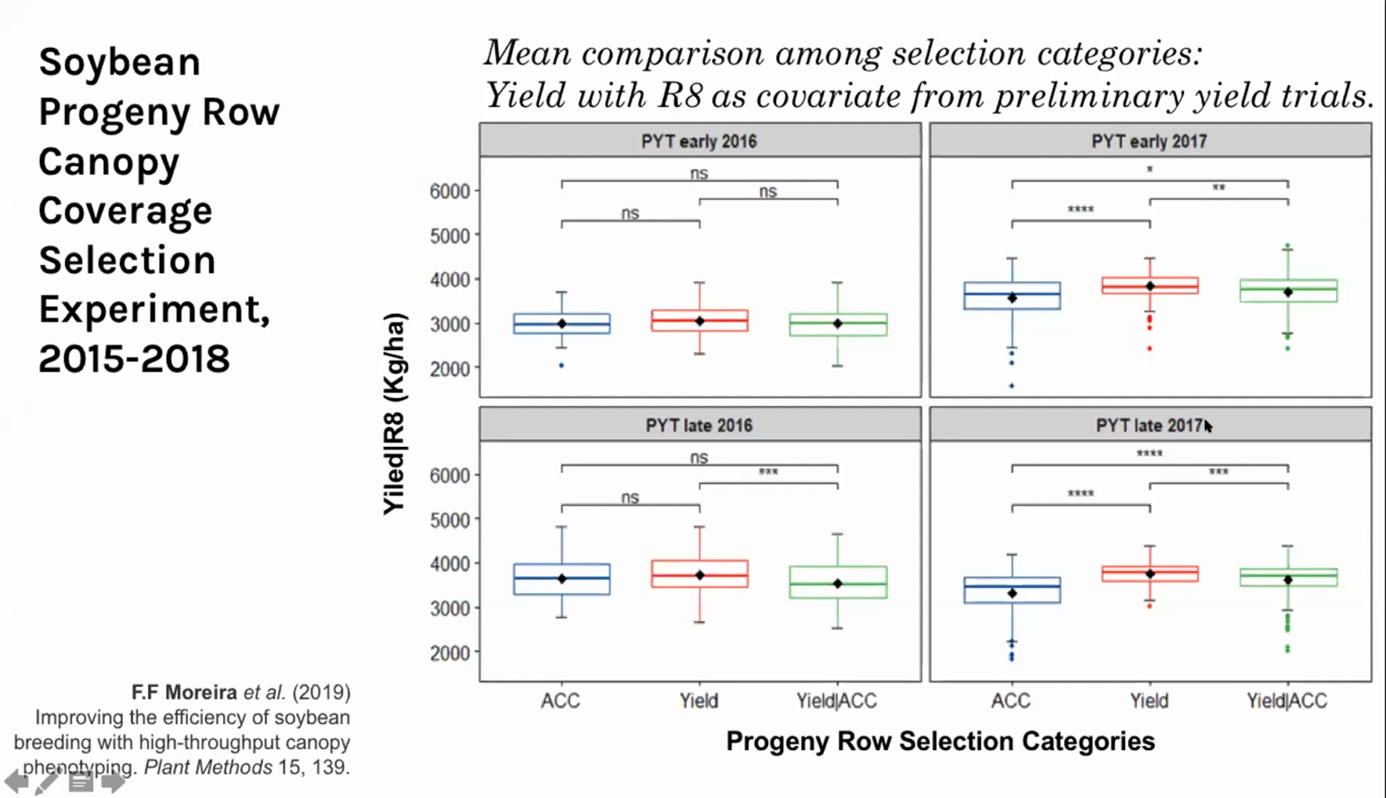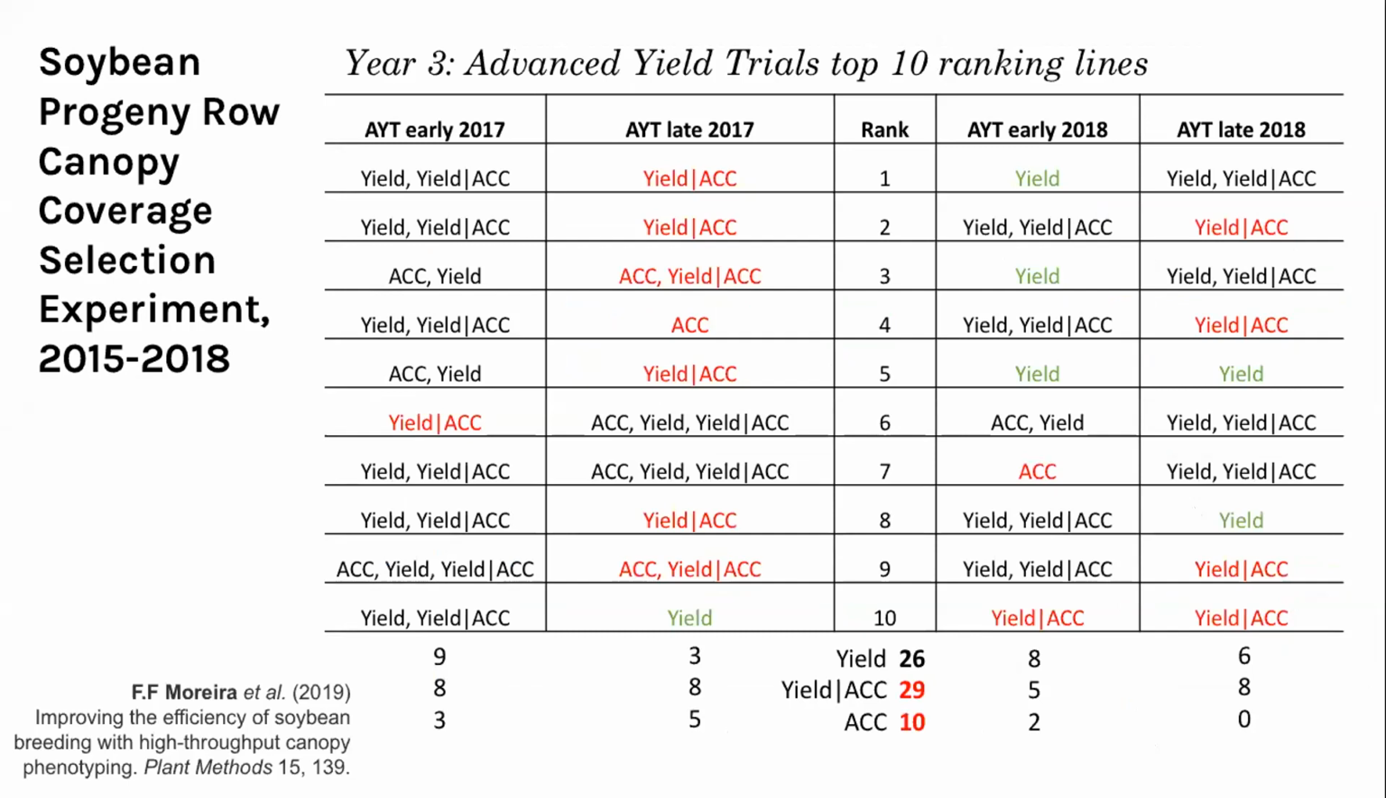And then that result didn't necessarily repeat in the second year. We have subsequent data across multiple breeding programs that my lab still needs to analyze. But you can see that in 2017, the selection category of yield did outperform the others. But in plant breeding, it doesn't really matter about the performance of a distribution of material. What's really significant is which selection categories pick the top ranking lines, which is what's summarized here. So you have early and late advanced yield trials from 2017 on the left and 2018 on the right.